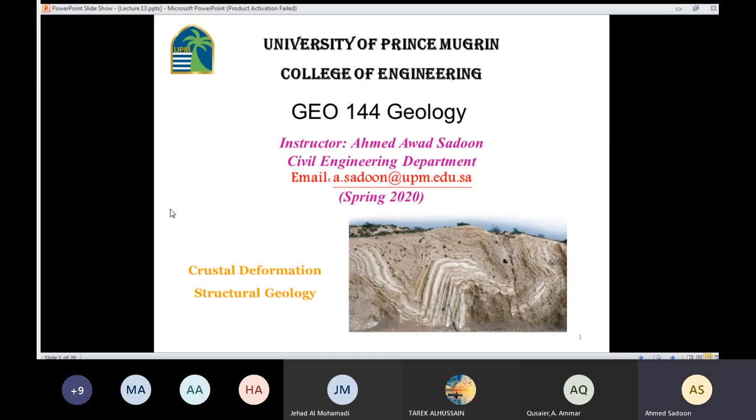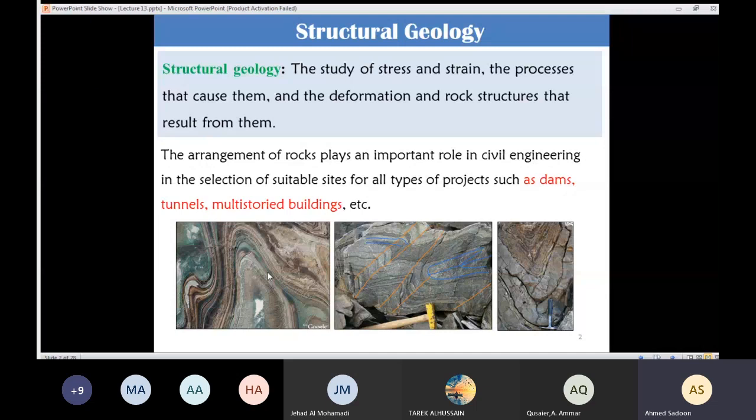And in order to study this, we need to understand what is meant by structural geology. So structural geology is the study of stress and strain. Those who are taking strength of materials are familiar with stress and strain. But here also I'm going to make it clear again. So even if you don't get the concept of stress and strain from strength of materials, I'm here to make it clear for you.